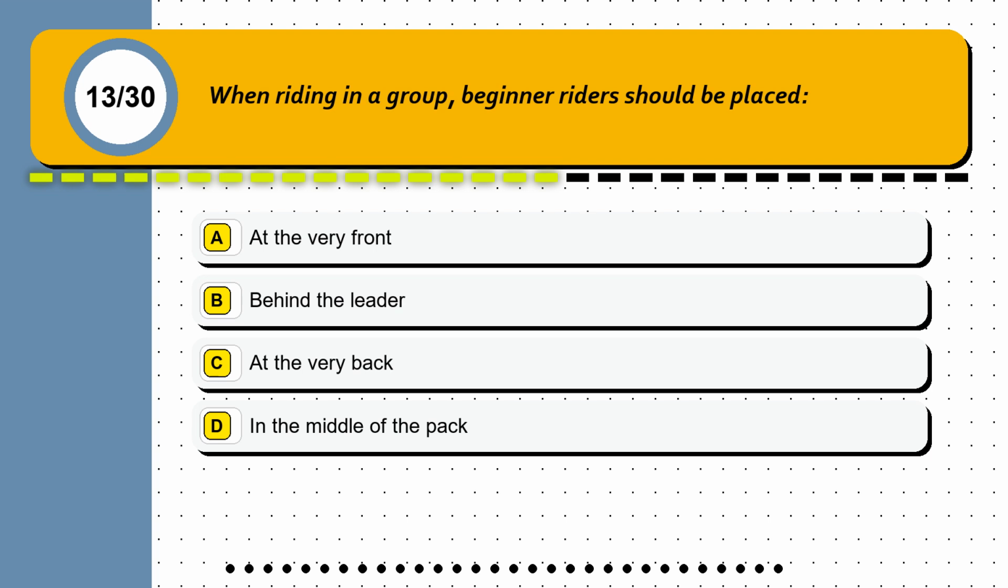Question 13. When riding in a group, beginner riders should be placed. Option A. At the very front. Option B. Behind the leader. Option C. At the very back. Option D. In the middle of the pack.